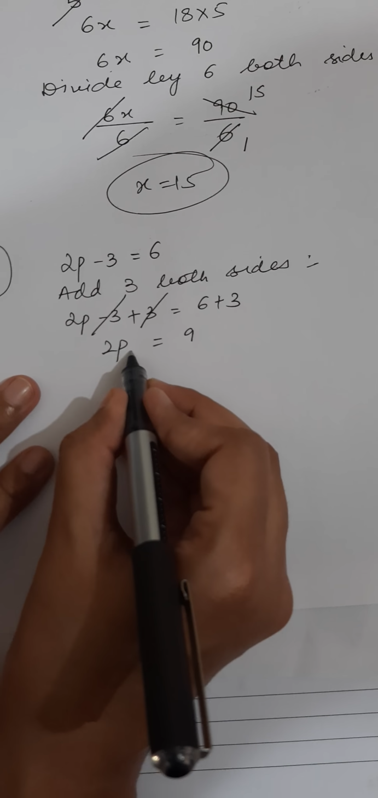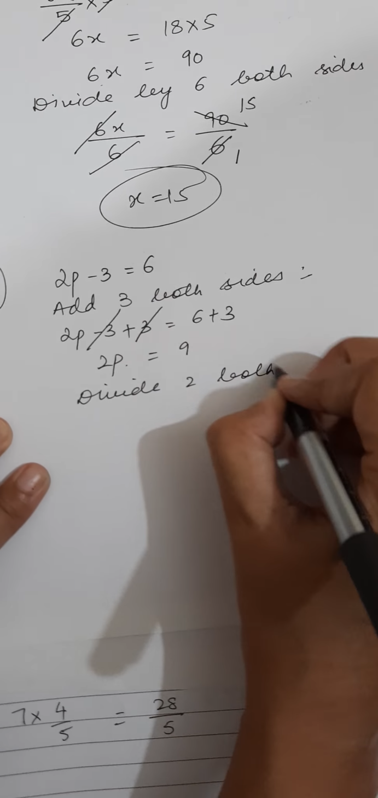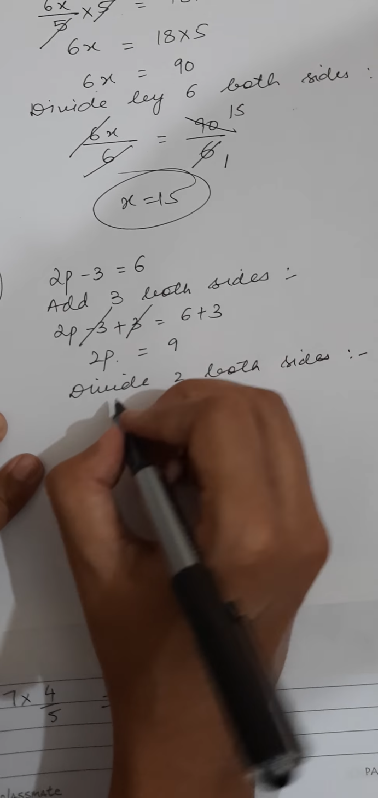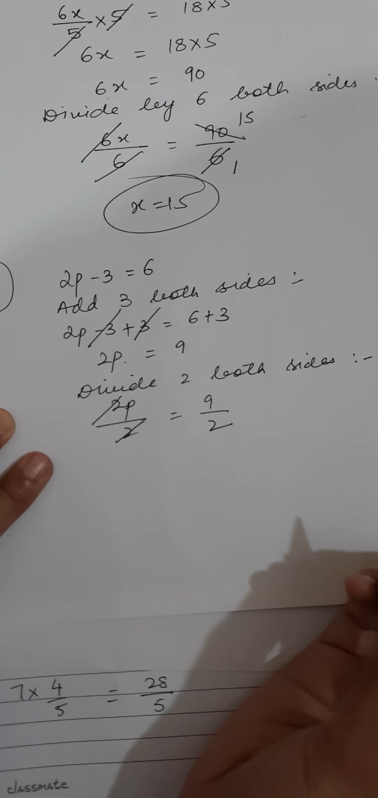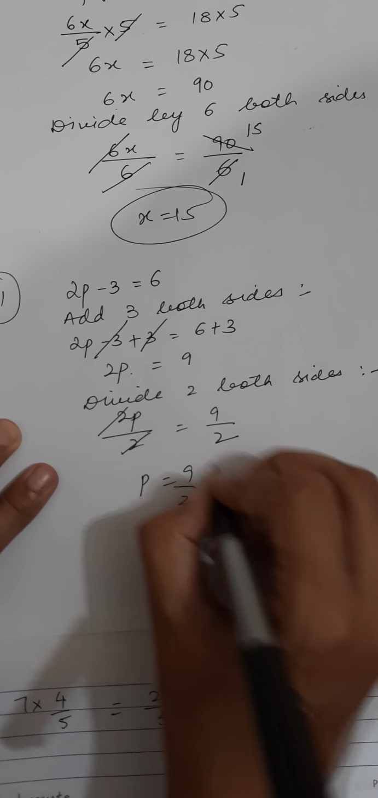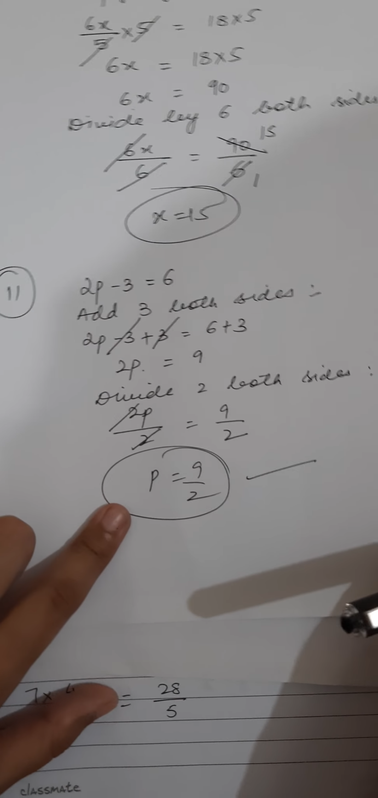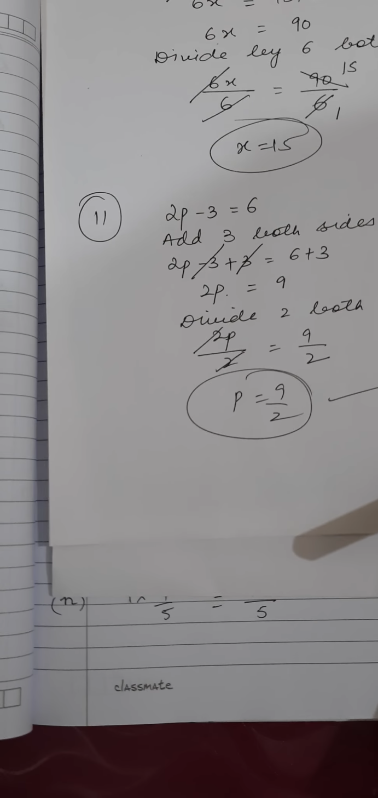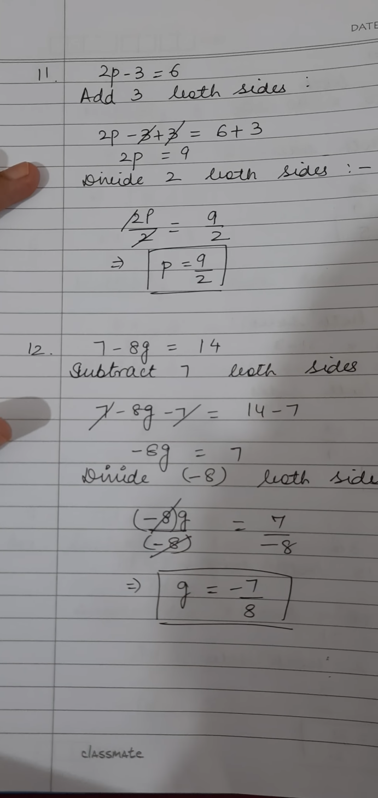Now 2 is in multiply with p, so I am going to divide 2 both sides. This is going to give me 2p upon 2 equals 9 upon 2. 2 and 2 cancelled. So the value of p will come 9 upon 2. Keep it in fraction. No worries. You can keep it in fractions. So this was your 11th part. Okay. You can see the solution of the 11th one.